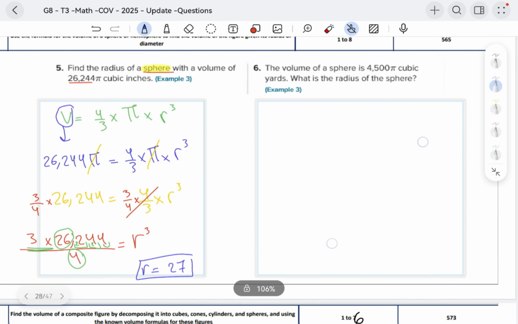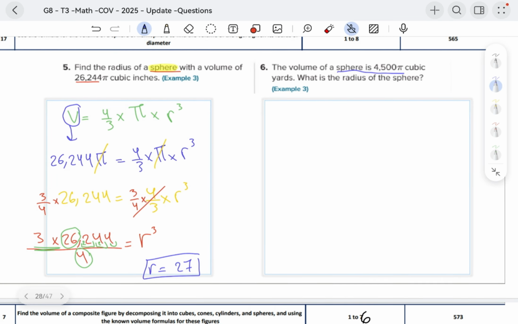Now let's go for question number 6. Again, we have a sphere with a given volume, and they ask us to find the radius. So one more time, we're going to write the formula. The volume is 4 out of 3 pi times the radius cubed. Now we're going to substitute. The volume is 4,500 pi equals 4 out of 3 pi times the radius cubed.